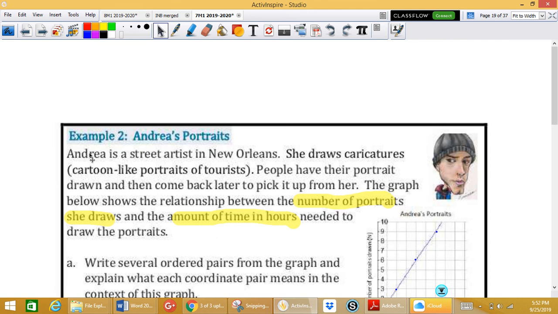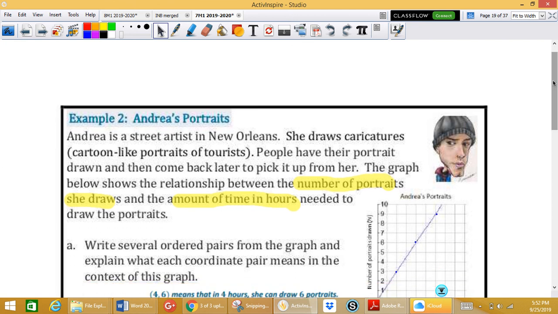Andrea's portraits. Andrea is a street artist in New Orleans. She draws caricatures, cartoon-like portraits for tourists. People have their portrait drawn and then they come back later to pick it up. The graph below shows the relationship between the number of portraits she draws and the amount of time in hours needed to draw the portraits. Write several ordered pairs from the graph and explain what it means in the context of the situation.